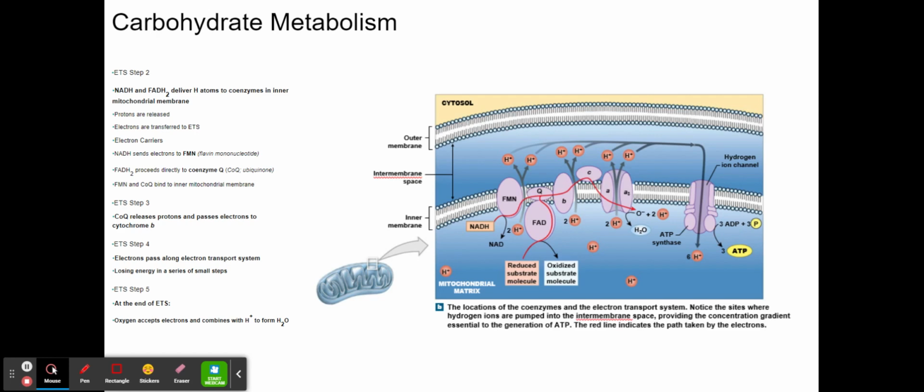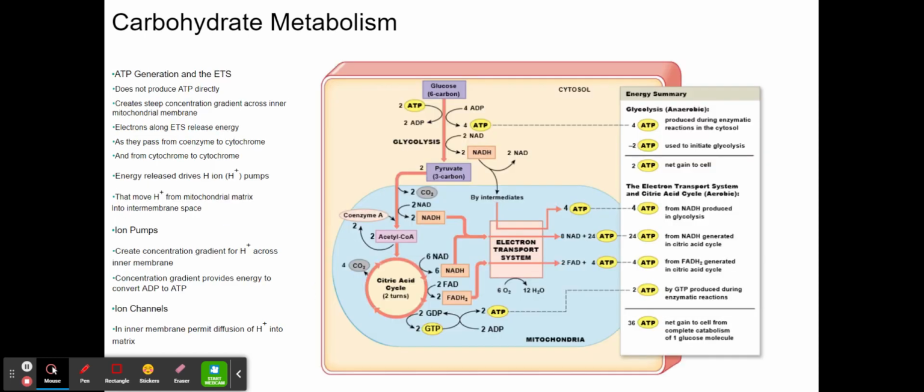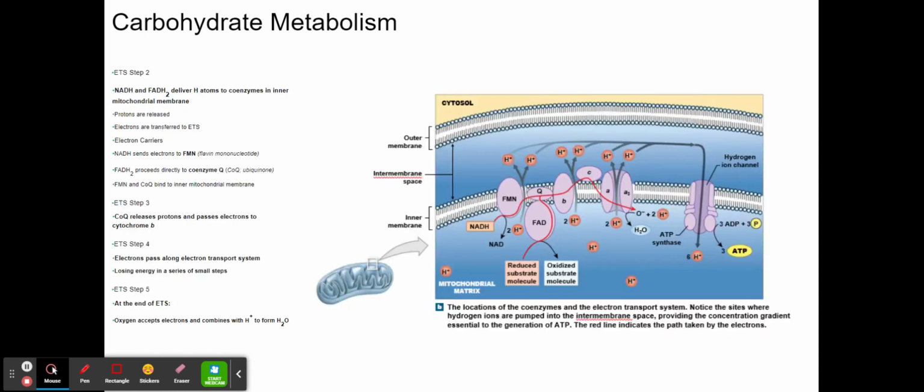The electrons carry the energy, and the protons that accompany them are released before electrons are transferred to the ETS. The electrons travel to the ETS by one of 2 paths. Which one depends on whether the donor is NADH or FADH2. The path from NADH involves the coenzyme FMN, or flavin mononucleotide. The path from FADH2 proceeds directly to coenzyme Q, or ubiquinone. Both FMN and coenzyme Q are bound to the inner mitochondrial membrane. In step 3, coenzyme Q releases hydrogen ions and passes them and the electrons to cytochrome B.